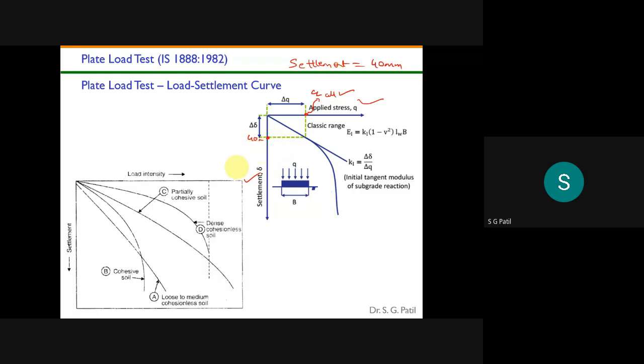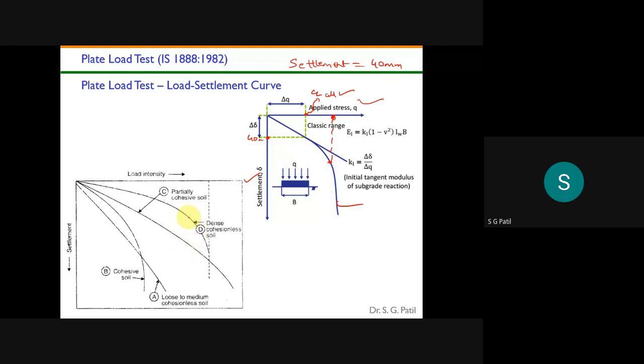But for different types of soil, we'll get different types of curves. So this is the general curve. In all curves, you won't see an exact point of bending. You can take this point as Q ultimate, that is the ultimate bearing capacity of the soil, but you won't get this sharp bending in all types of soil. These are the different types of curves you will generally get.